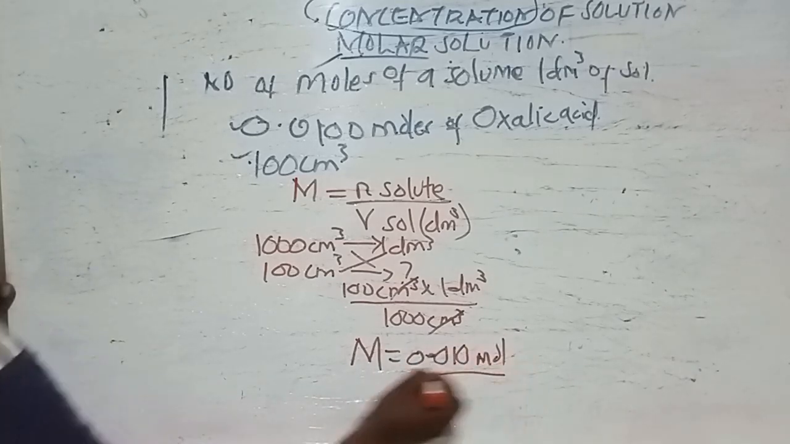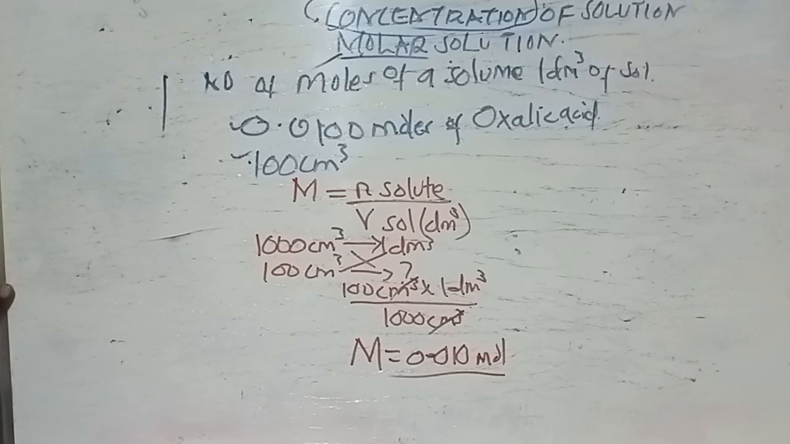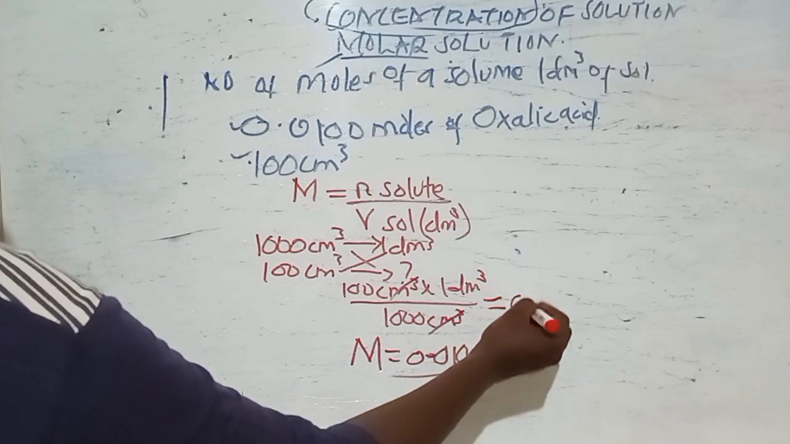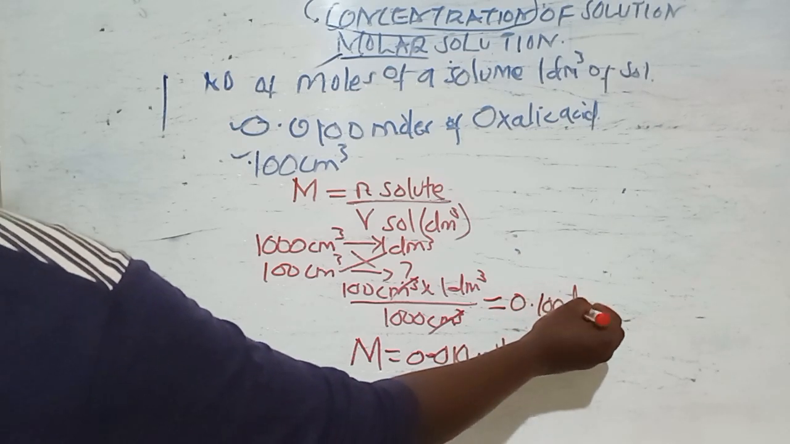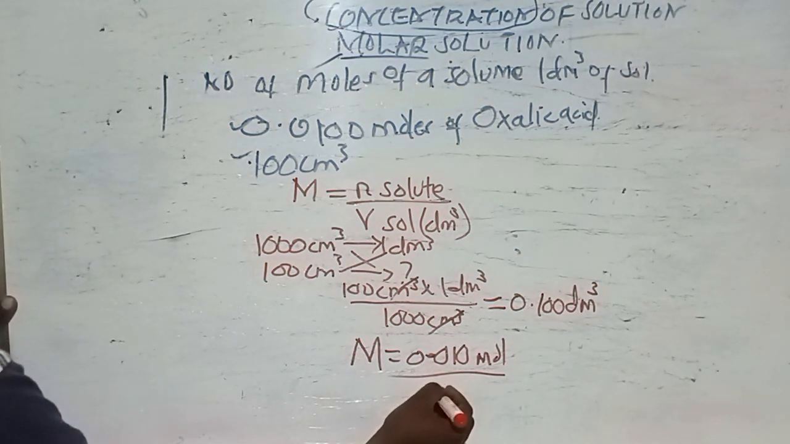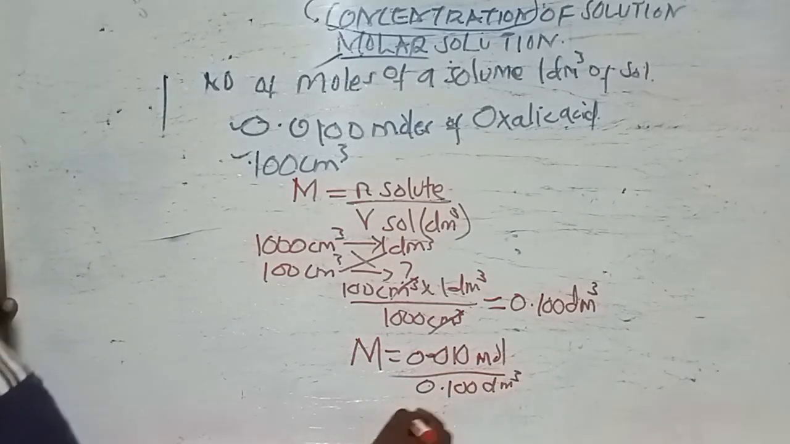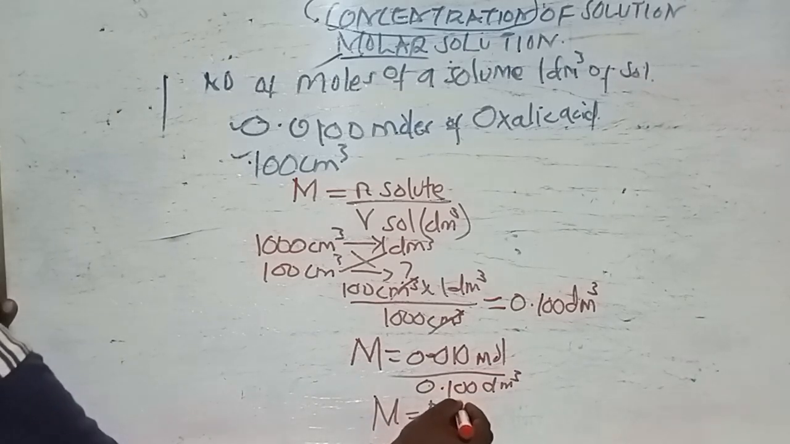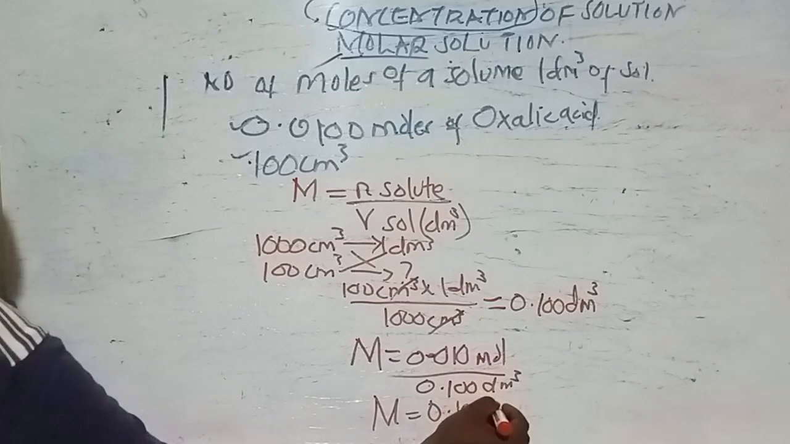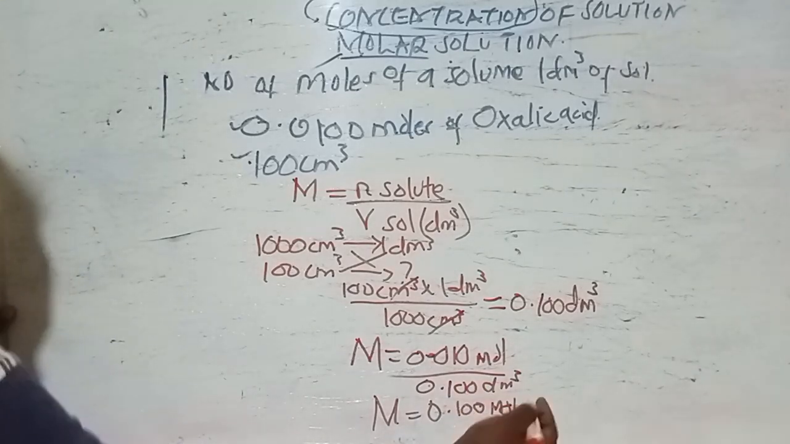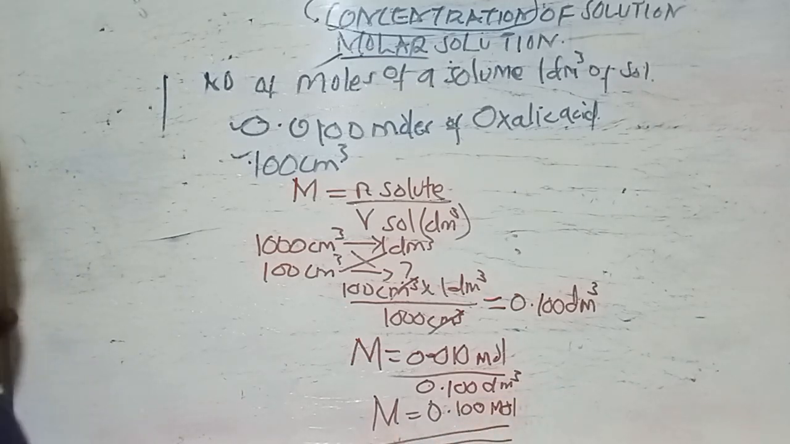You divide by the volume of the solution, which when you work it out is 0.100 decimeter cubed. You divide by the volume of the solution, which is 0.100 decimeter cubed, where you're going to get your molarity as 0.100. Okay, 0.0100. So this is how you work out molarity.